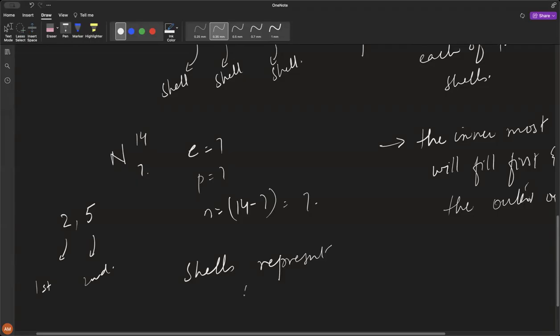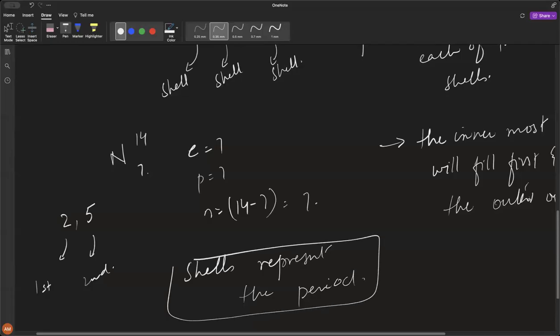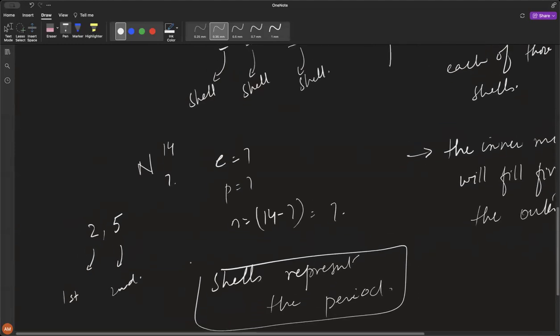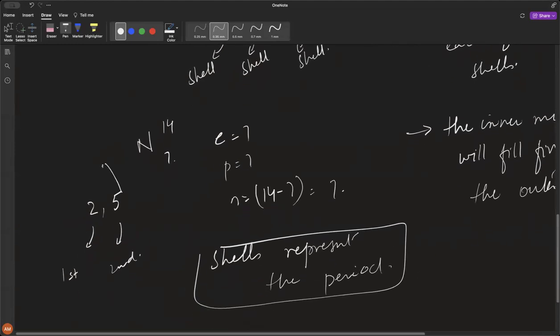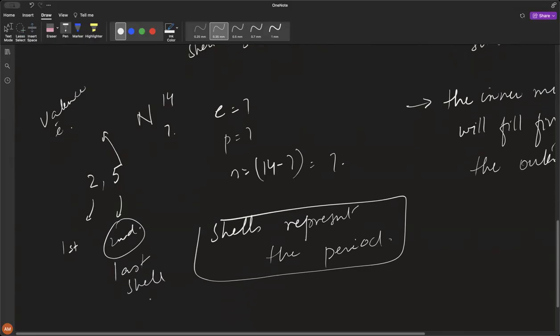We know that shells represent the periods. I just want you to know this right now. We will learn about it later, inshallah. So the 5 electrons are the valence electrons, because this is the last shell, and the last shell is always the valence shell.